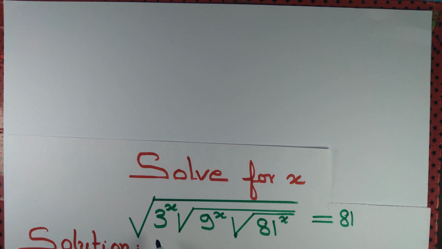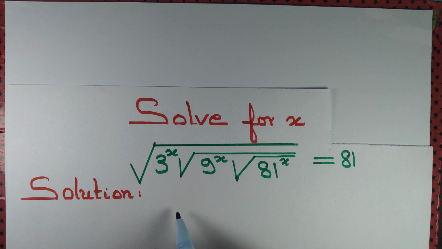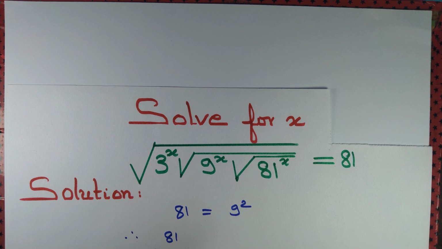Let us solve the equation: square root of 3 to the power x, into square root of 9 to the power x, into square root of 81 to the power x, equal to 81. First we observe that 81 equals 9 squared. Therefore, 81 to the power x.